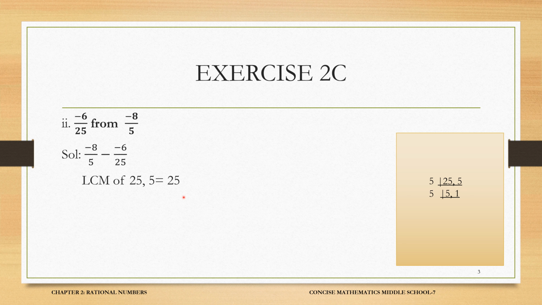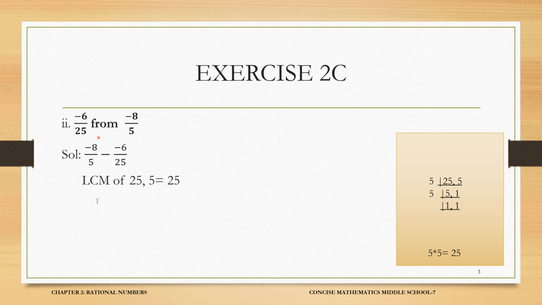Again it is divisible by 5. 5 ones are 5 and 1 as it is. So just multiply the prime factors. So it will be 5 into 5 is 25. We got the LCM 25. Now we need to make the denominators 25.